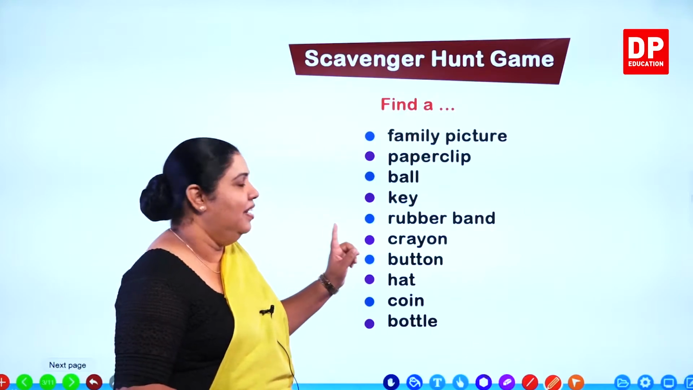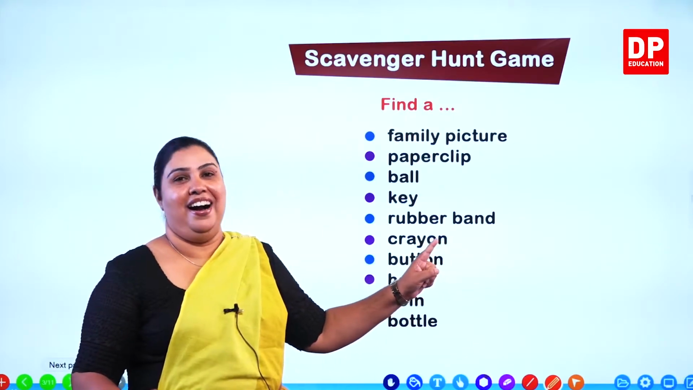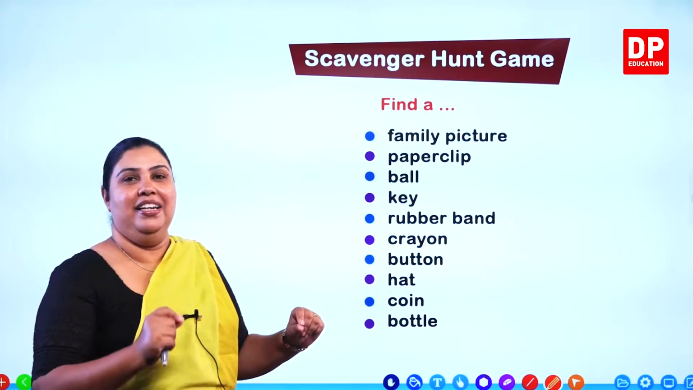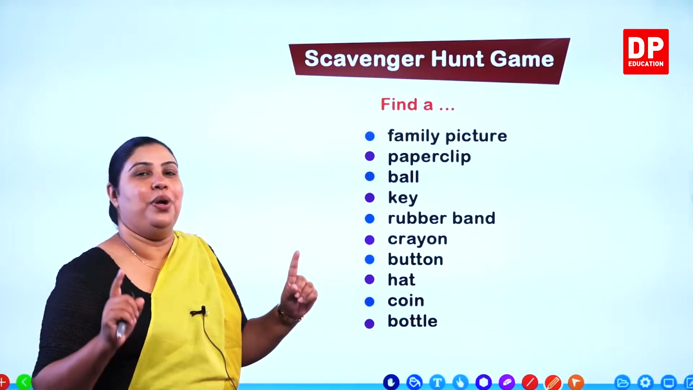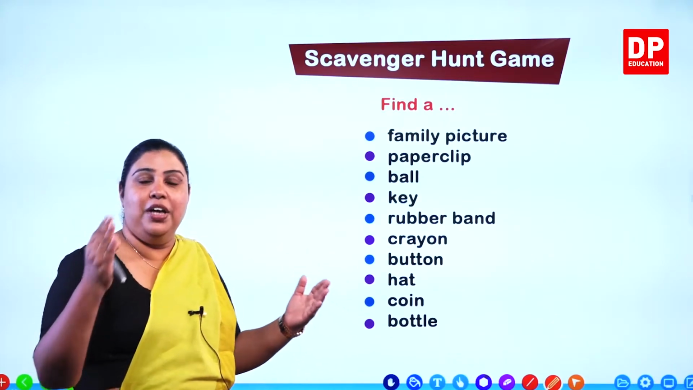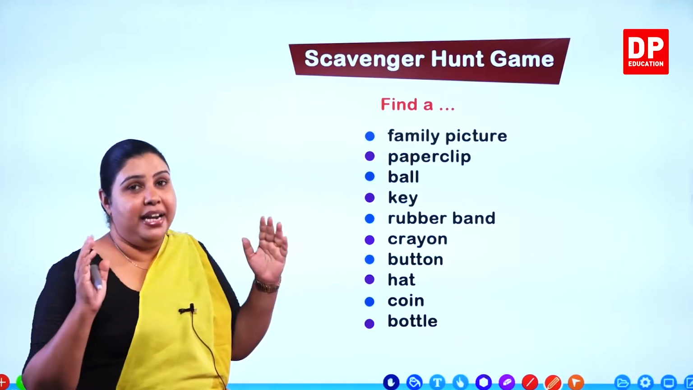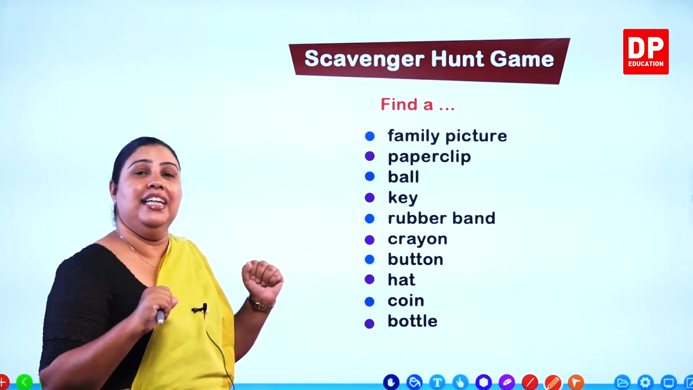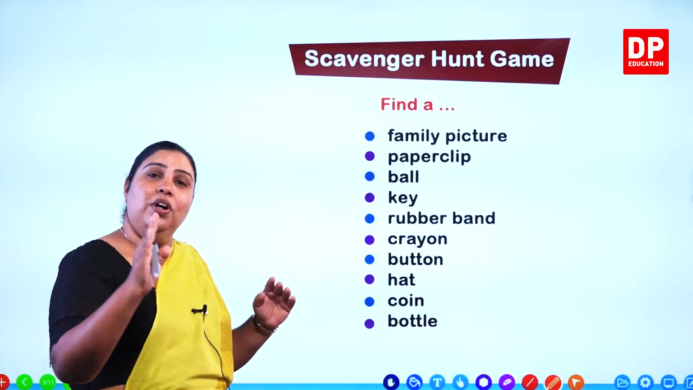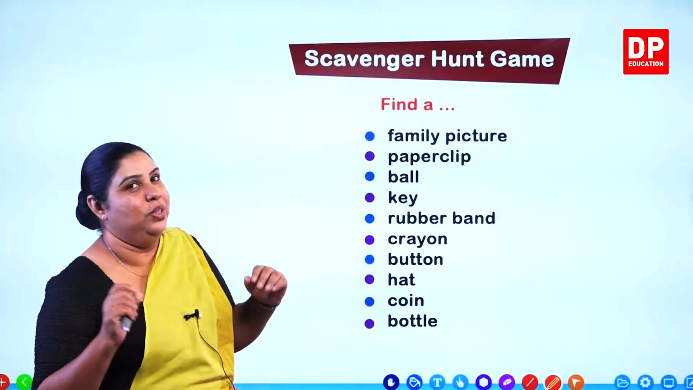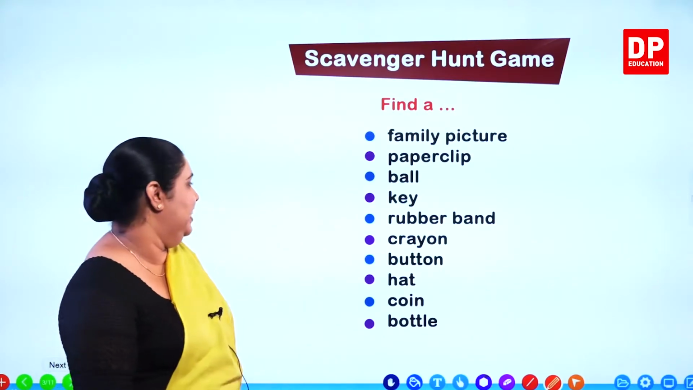Find a rubber band. Find a rubber band. You are told to bring a rubber band. Right? So these are the things that you have to know. Now you have to know where you can find a rubber band. If you children know where a rubber band is, you can quickly go and get one at home. So you need to be aware of all the things that are in your house, so it's easy for you to find these things.